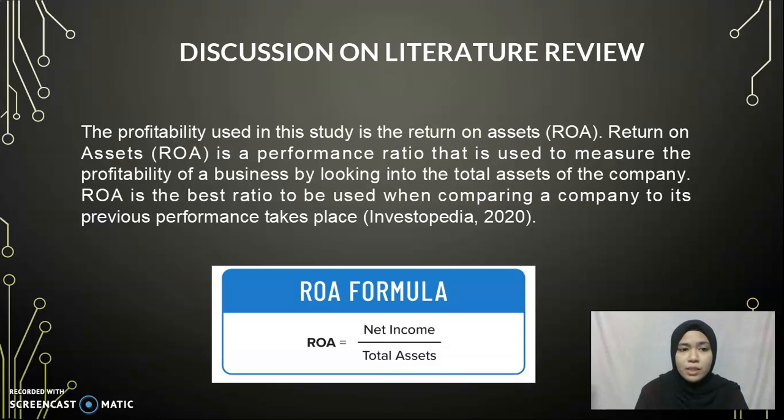Literature review. The profitability measure used in this study is return on asset, ROA. ROA is a performance ratio that is used to measure the profitability of a business by looking into the total asset of the company. ROA is the best ratio to be used when comparing a company to its previous performance, according to Encyclopedia 2020. The formula for ROA is net income divided by total asset.